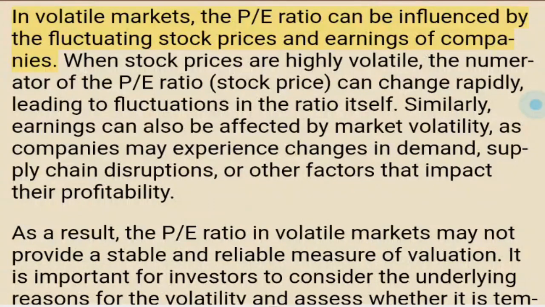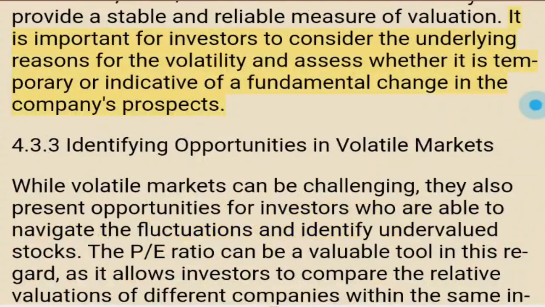4.3.2 Impact of volatility on P/E ratio. In volatile markets, the P/E ratio can be influenced by the fluctuating stock prices and earnings of companies. When stock prices are highly volatile, the numerator of the P/E ratio, stock price, can change rapidly, leading to fluctuations in the ratio itself. Similarly, earnings can also be affected by market volatility, as companies may experience changes in demand, supply chain disruptions, or other factors that impact their profitability. As a result, the P/E ratio in volatile markets may not provide a stable and reliable measure of valuation. It is important for investors to consider the underlying reasons for the volatility and assess whether it is temporary or indicative of a fundamental change in the company's prospects.